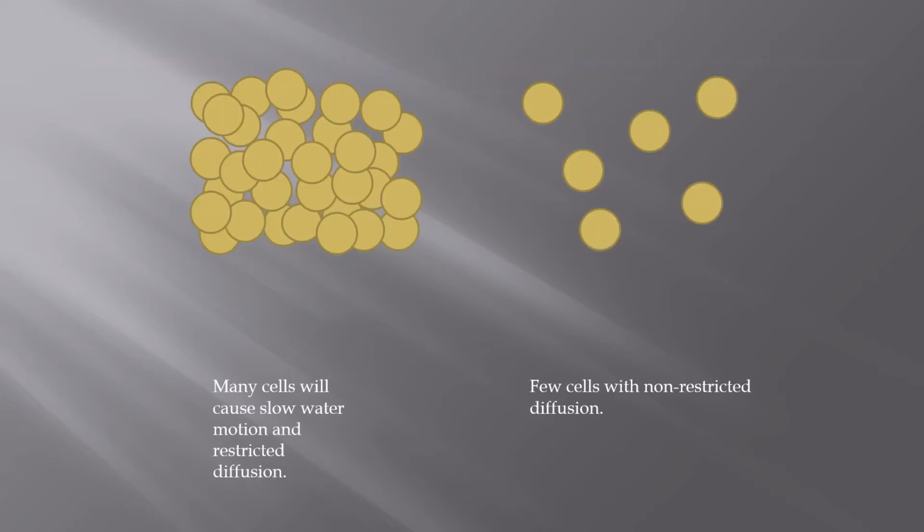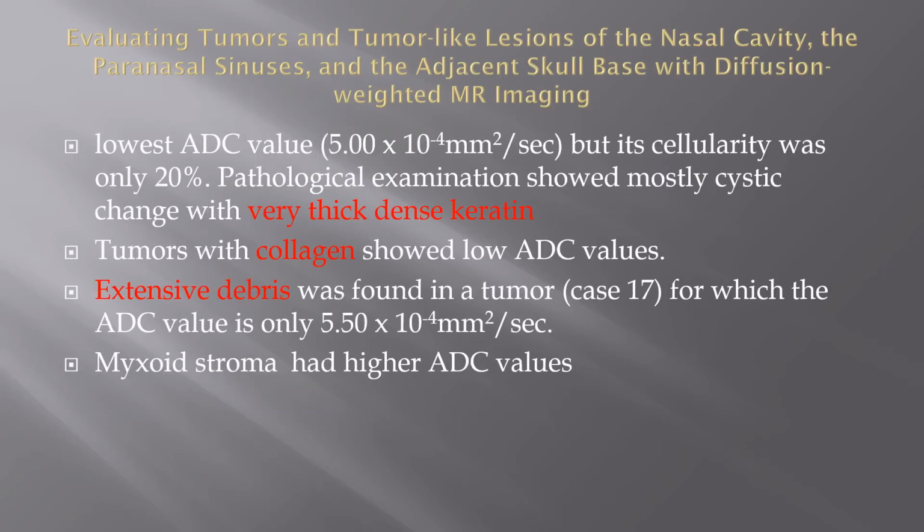So again, just to review a little diagram where you have many cells, you have low extracellular space, and you have restricted diffusion. If you only have a few cells and a lot of extracellular space, the water can move quite freely, and so you will have higher diffusion, higher ADC value. There are many different tissues and lesions that we image in neuroradiology.